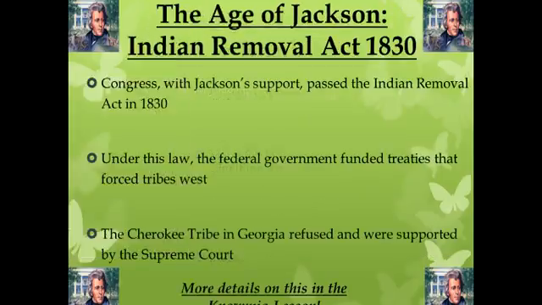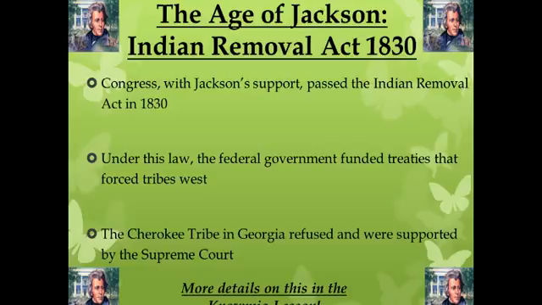Moving on, the Indian Removal Act of 1830. This was Jackson's key policy relating to the Native Americans. He proposed it, and then Congress passed it with his support and major prodding in 1830. Under this law, the federal government was allowed to forcibly relocate Indian tribes west of the Mississippi River.